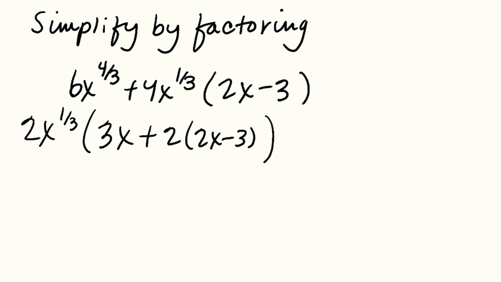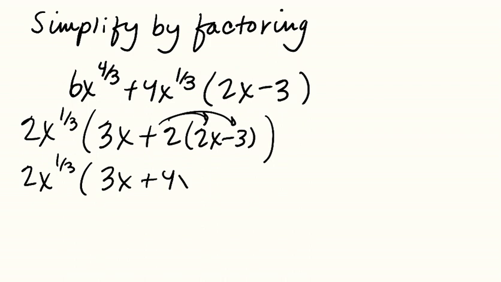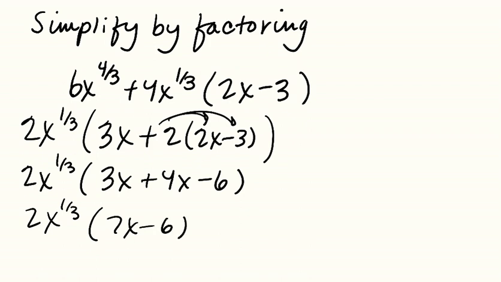Okay, so this is 2x to the 1/3 times 3x, and then I'm going to need to distribute this positive 2, plus 4x minus 6. Okay, so this is 2x to the 1/3 times 7x minus 6. And this is something that you could more easily solve if it was set to 0.